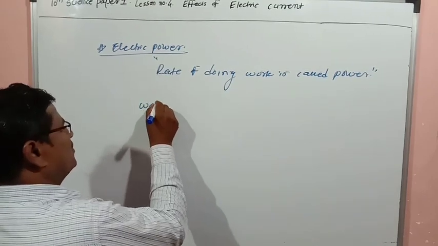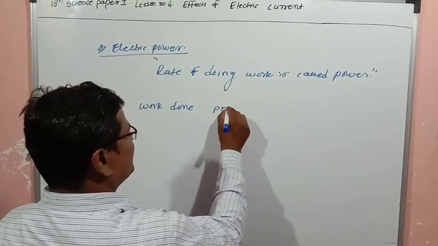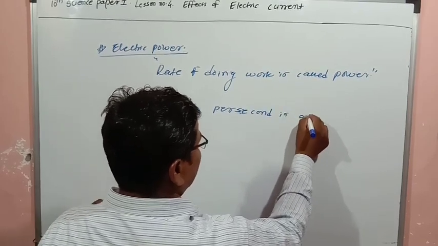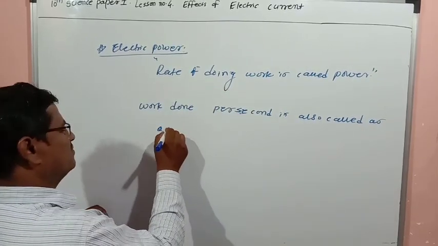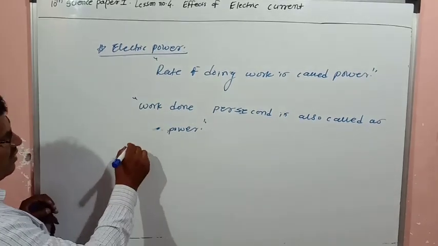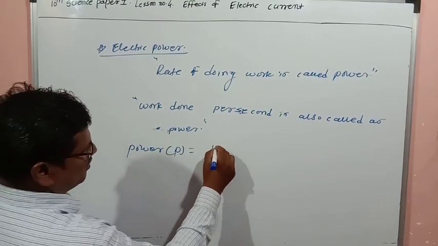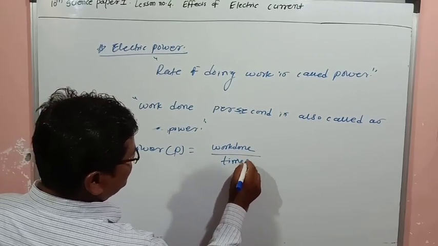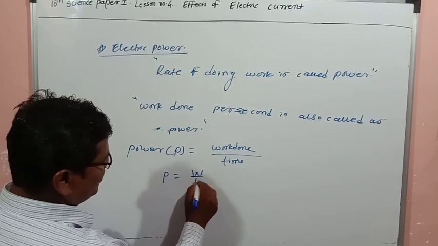Or work done per second is also called as power. So what is power? Power P is equal to work done divided by time. So power is equal to W upon T.